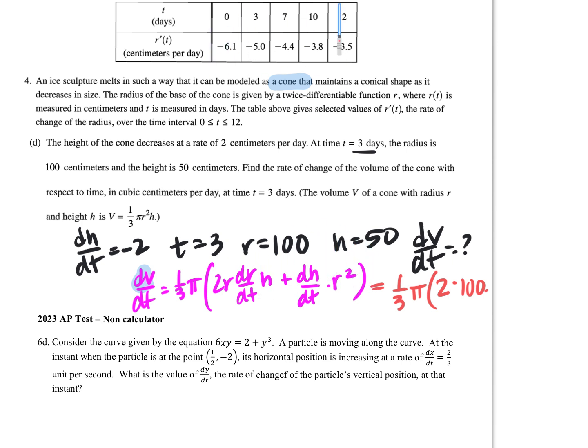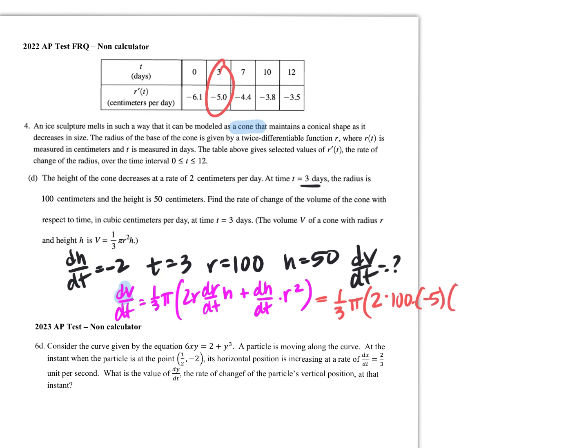How would I use this? This is where this question got harder. We need dr/dt. How could I rewrite that? R prime. Dr/dt just means derivative. What would I use from this table? T equals 3: R prime of 3, exactly. So dr/dt is negative 5. What was my h? 50. Plus, do we know what dh/dt is? Negative 2. Do we know what my r was? 100 squared. Done.